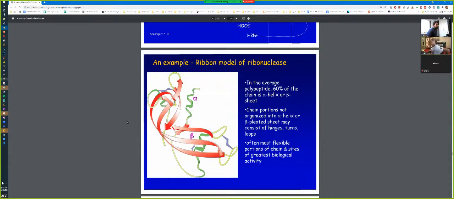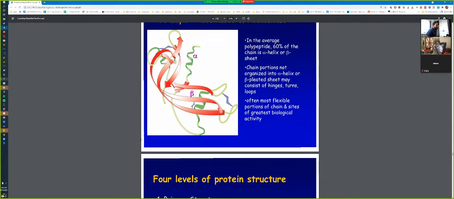Yeah. So in the average polypeptide, 60% of the chain is composed of these secondary structures. For the parts that aren't, there could be hinges, turns, loops, etc. But these secondary structures are often the most flexible and where the most biological activity occurs.